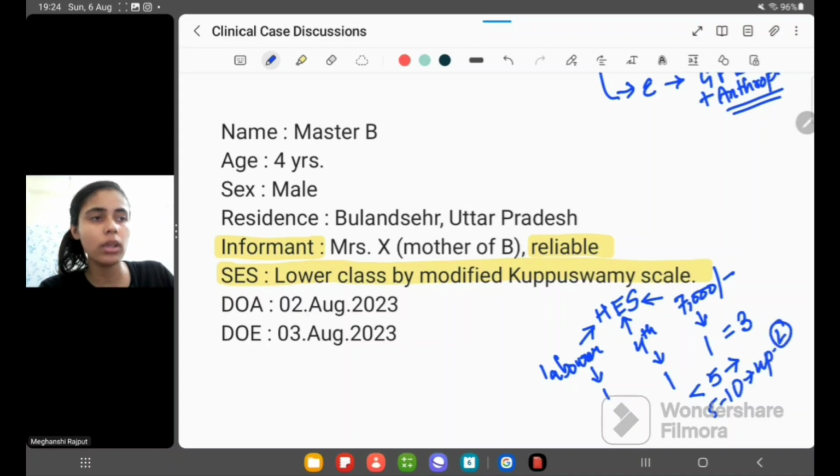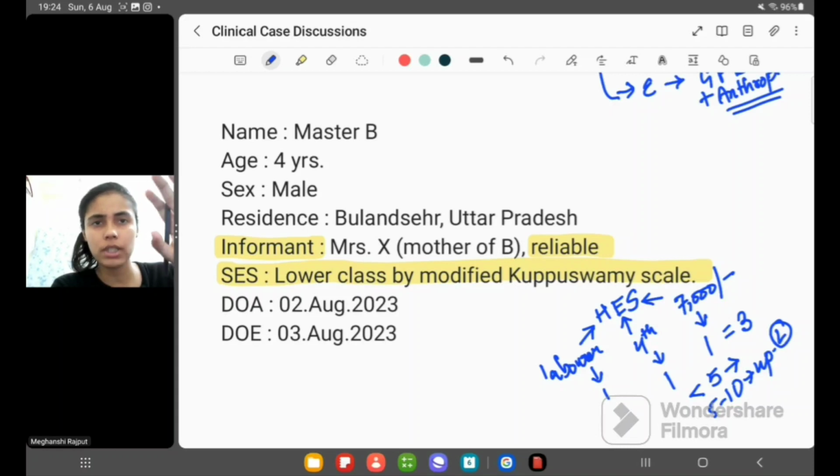In a government setup, you are most likely to find only these cases. Otherwise, you just need to have an estimation. If the family is graduate or postgraduate, you can score it like a 10 or 11 or 15, and then yes, it would be a middle class family.